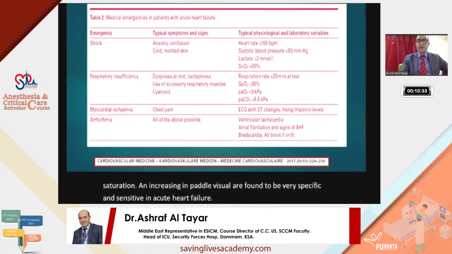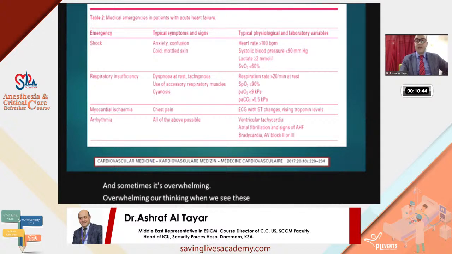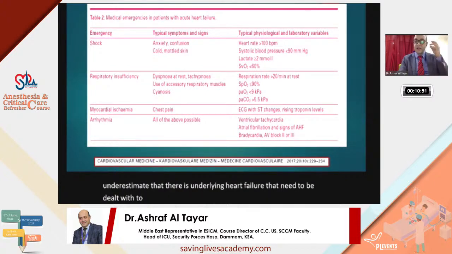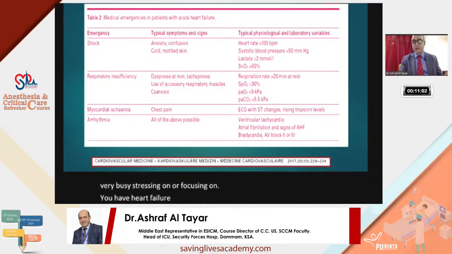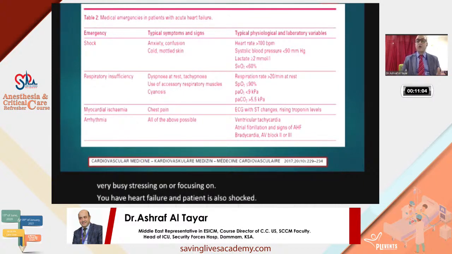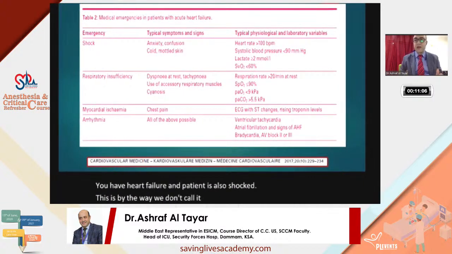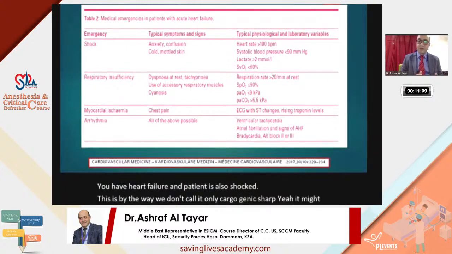There are many conditions which come with heart failure, and sometimes it's overwhelming to our thinking when we see these things, and we underestimate that there is underlying heart failure that needs to be dealt with to treat the serious event that engages or makes your mind very busy, stressing and focusing on. Like you have heart failure and the patient is also shocked. This is, by the way, we don't call it only cardiogenic shock. Yeah, it might be pure cardiogenic shock with heart failure.